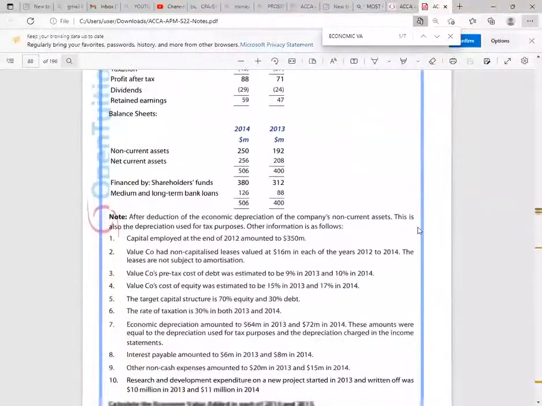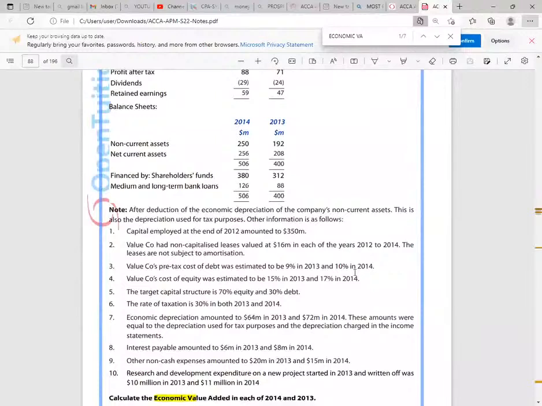Great, so here we are. This is a very bad examiner. This guy has given me capital employed at the end of 2012, not the end of 2013. Remember, our financial years are 2013 and 2014. This is a bad examiner.